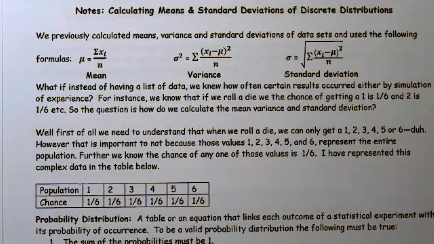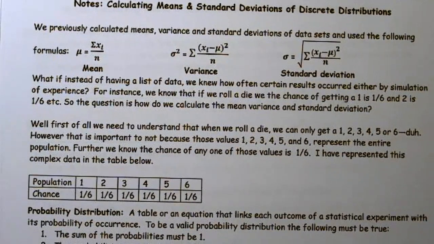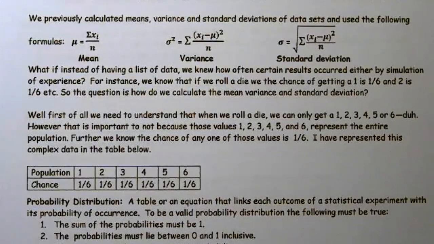Okay, this set of notes is on calculating means and standard deviations of discrete distributions. It relates to probability, but also ties very closely to finding the mean, the measures of center and spread for discrete distributions. We need that to help describe data, and we're also going to use this information when we transform and combine random variables.